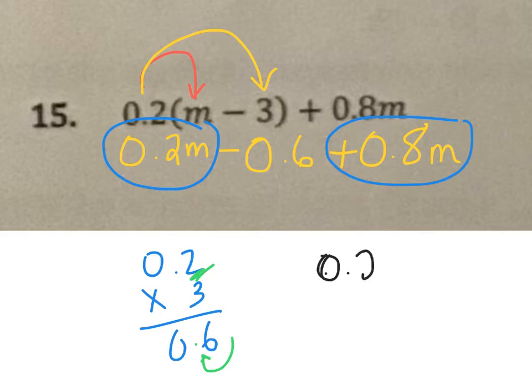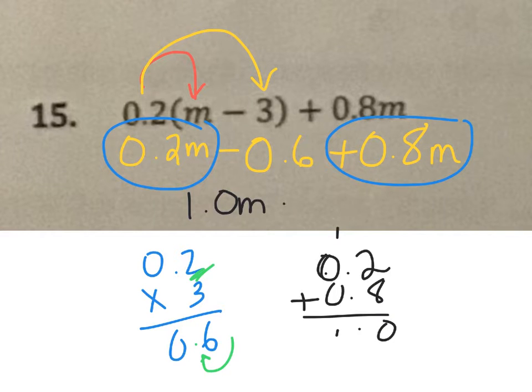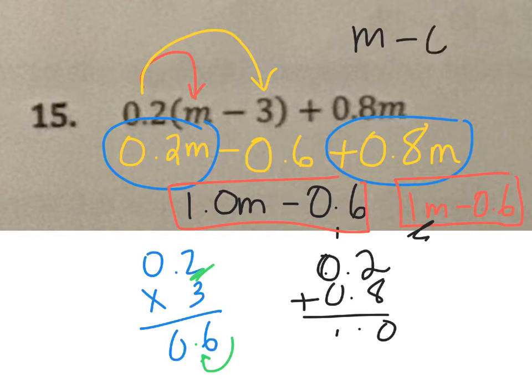All right, 0.2. Line up your decimals, 0.8. That's 10, 1.0. So that'll be 1.0m minus 0.6. 1.0 is the same as 1m minus 0.6. So that would be right. This would be right, but the best way would be m. You could write that as just m minus 0.6. That would also be right.